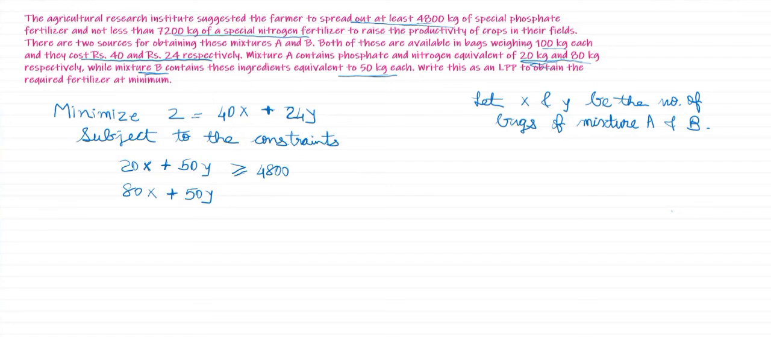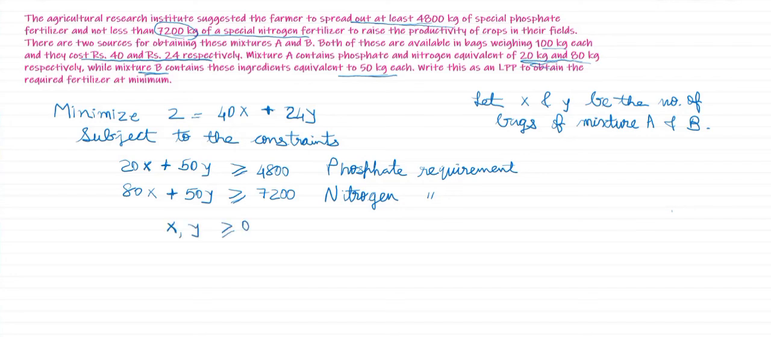First one will be greater than or equal to 4,800, and my second constraint will be greater than or equal to 7,200. The first one we have made on the basis of phosphate requirement, and the second one we have made on the basis of nitrogen fertilizer requirement. And then we'll give the non-negativity conditions, which is x, y greater than or equal to 0. So this is how you can formulate the linear programming problem.